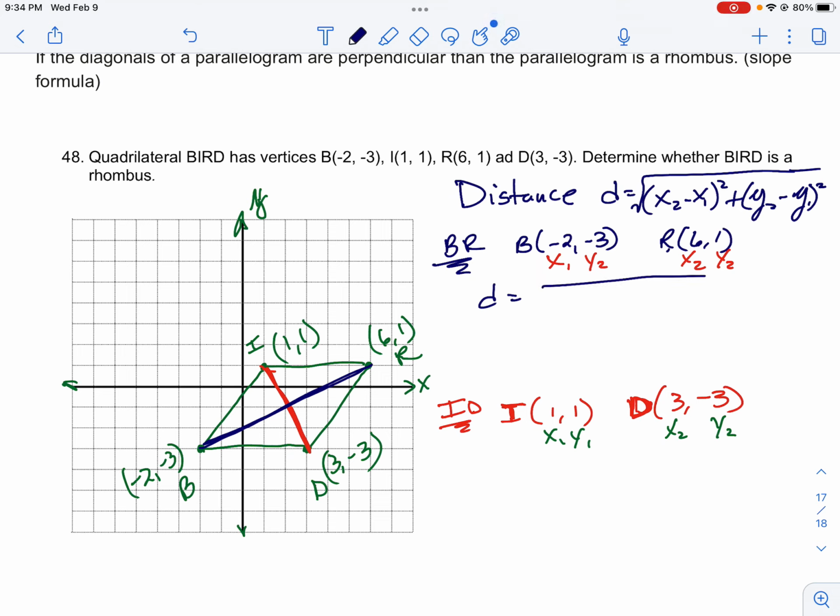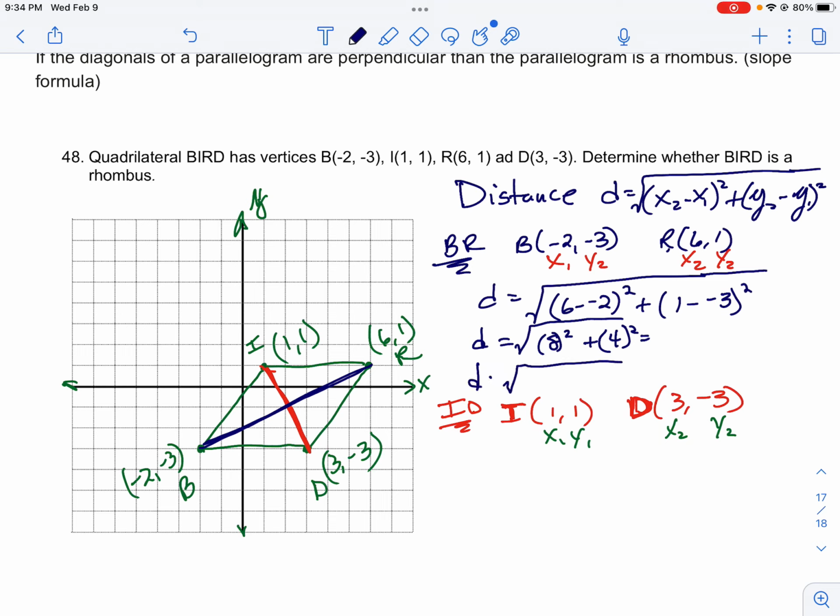All right, D equals big old square root sign, right? So x2 is 6 minus -2 squared. Watch that double negative there. We then have 1 minus -3. Again, another double negative. So watch out for that one. So D equals 8 squared plus 4 squared. Now, it is a good idea to leave those in parentheses. That's because if you have a negative number, when you square it, it's always going to come out positive. So next line, D equals the square root of 64 plus 16, that's going to be 80. We do not need to take it any further than that. We could just leave it there for the moment.